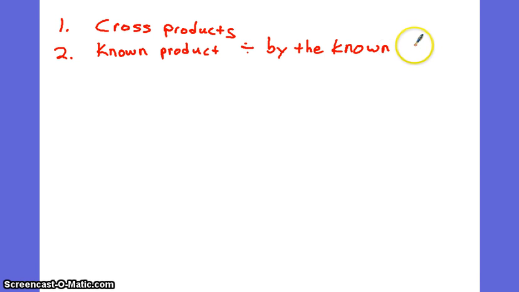Known product, known factor. Well, you know what known means. Known means you know it. It's part of your information. The product is the answer to multiplication. A factor is part of that.